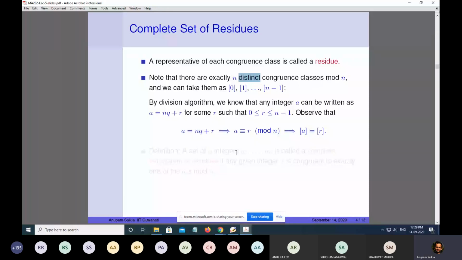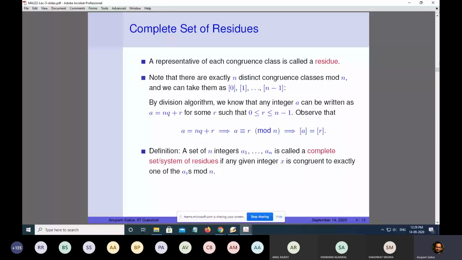So what is a complete system of residues? A set of n integers a1 up to an is called a complete set of residues if any given integer x is congruent to exactly one of the ai's. Exactly is important, because it should not be that it is congruent to two of them. You cannot just pick any n integers. They have to be distinct mod n, belonging to different congruence classes. But there need to be n of them, because we know that there will be n distinct congruence classes.